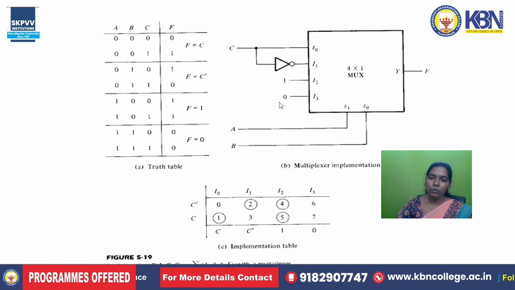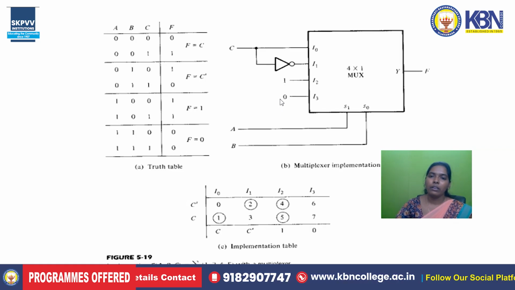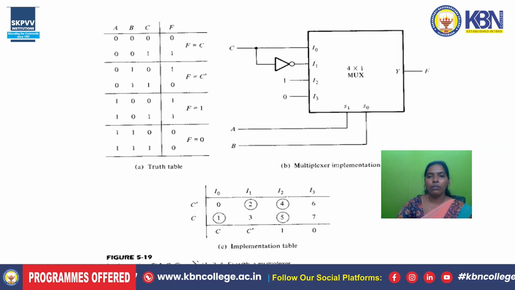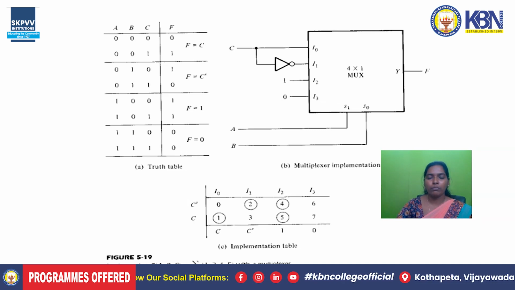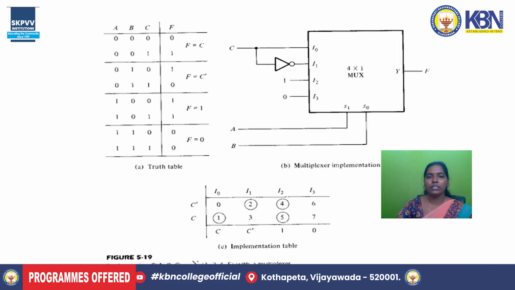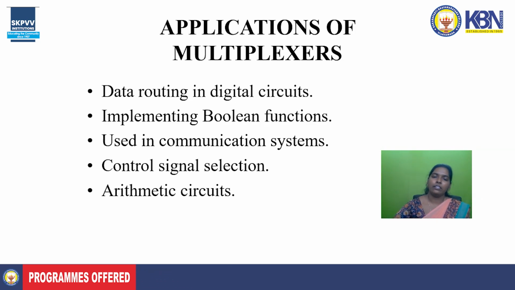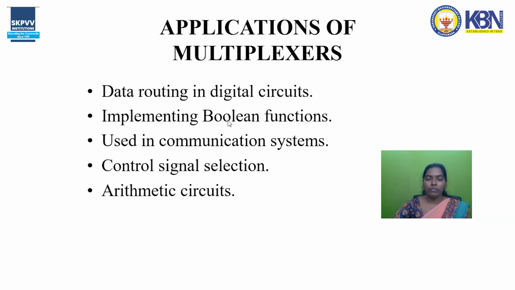So up to now we have discussed what is a mux, types of mux and the VHDL code, how to implement a mux using VHDL code for 4x1 and 8x1. And we have also seen the problems, how to solve problems if a function is given to solve with a multiplexer. So coming to the applications, where can we use multiplexers? It is mainly used in data routing, to connect our data or voice calls, and to implement Boolean functions and in communication systems and in arithmetic circuits.